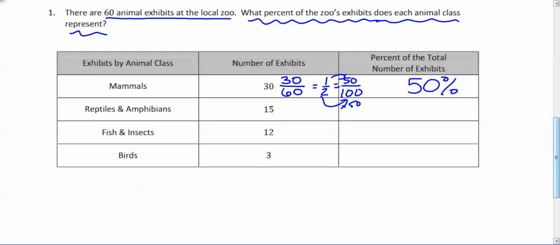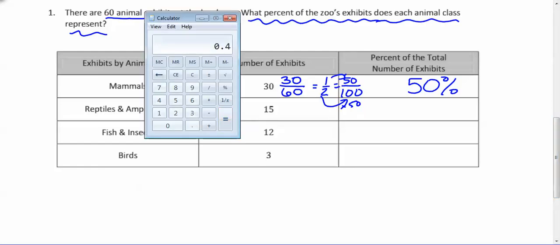Another method would be to take a calculator. 30 divided by 60 is going to give you 0.5, right? You move that decimal place twice, you're going to get 50%. Any questions? So we have options here, kids. All right, let's go to the next one.